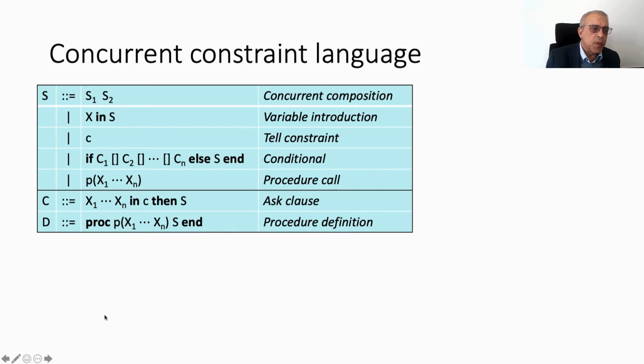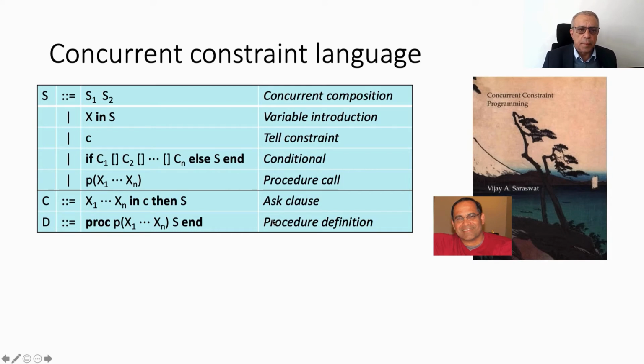Just to show you, this is a simple language for concurrent constraint. And what is this language? The language is statement-based, as you can see. It allows concurrent composition. These two statements are run concurrently. It allows introduction of variables, telling a constraint, and then a conditional that consists of a set of clauses. If one of these clauses is satisfied, because a clause is what we call an ask clause, then it will execute. Otherwise, the S will be executed. Then we have procedure calls, which is basically starting an agent. Okay. An ask clause asks the constraint store if C is entailed, and if that is true, then it will execute S. And here is D, which is a procedure definition.